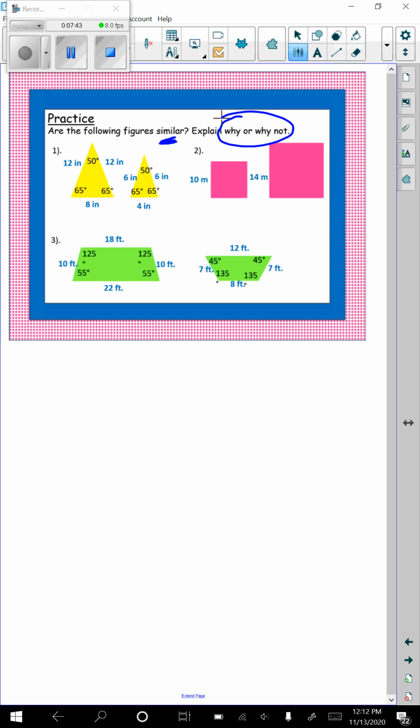And if you need to right now, you can actually pause the video. And then when you are ready to check your answers after you've done all of your work on your paper, then you can play the video and you can make sure that your answers are correct. And I'll go to the next slide. So please pause your video right now.